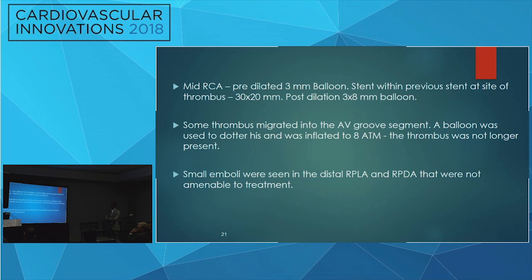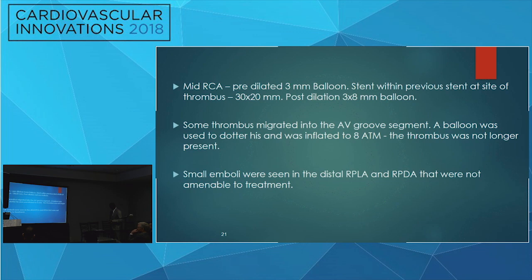So mid-RCA, we had to pre-dilate with a 3 millimeter balloon, and we had to put a stent because we had a thrombus at the site, and I'll show you the picture of the thrombus. And then we post-dilated with a 3x8 balloon. And we saw some thrombus migrated to the AV groove segment, the PDA branches, and we couldn't do much about it. We just used a daughter and inflated 8 atmospheres there.